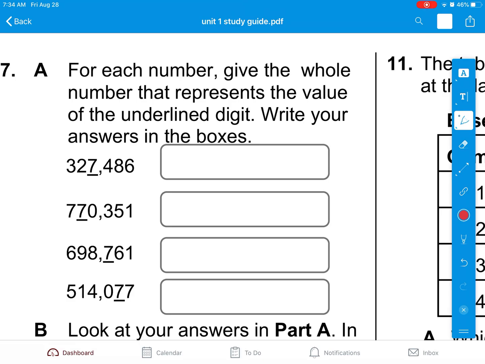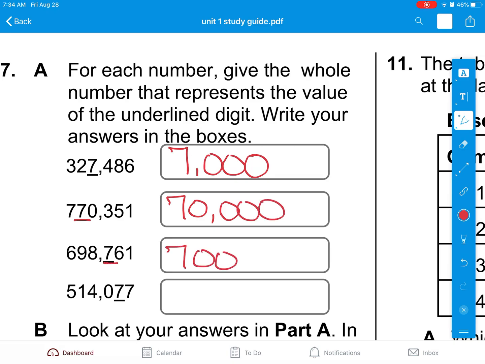So the 7 underlined here, that's 7,000. Then the 7 underlined here is 70,000. Then 700. Whoop, I don't need a comma. And then 70. So the word whole number just means regular number. Value means how much is it worth.